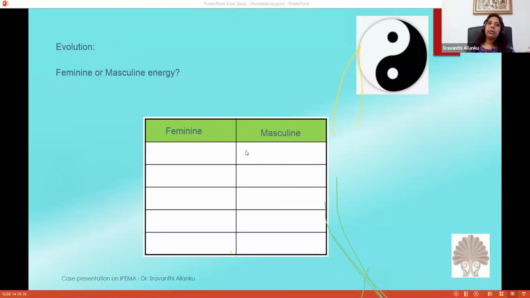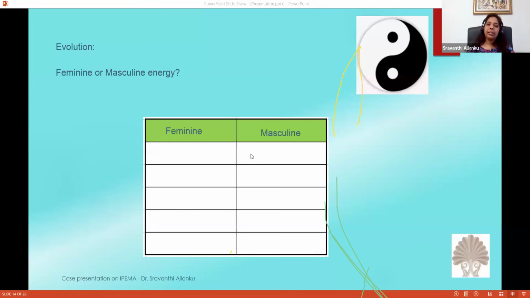Now, I say dominant because, again, a very simple, very clear disclaimer here is that no person in this world, not a single one of us, is born with only a single kind of energy. We are all born with both energies, masculine and feminine. All we are trying to do here is to determine which energy we are dominant in. And let us see, how do we determine it?